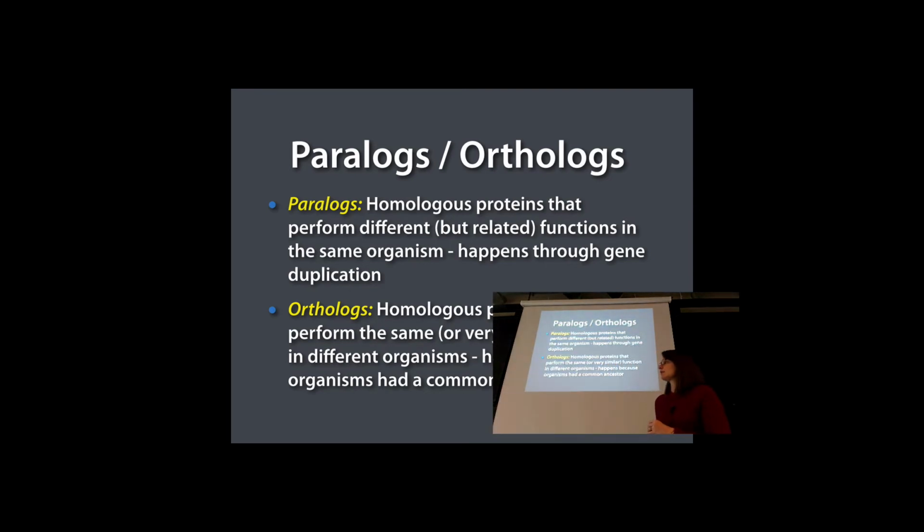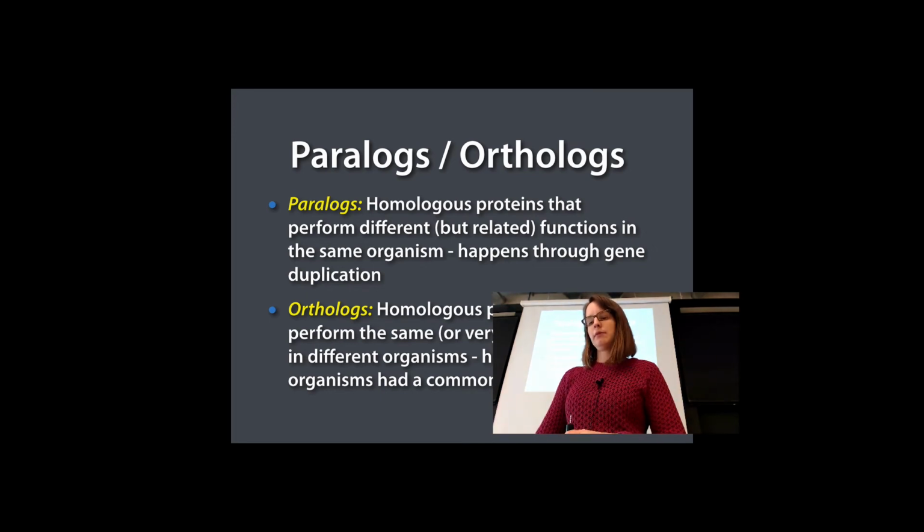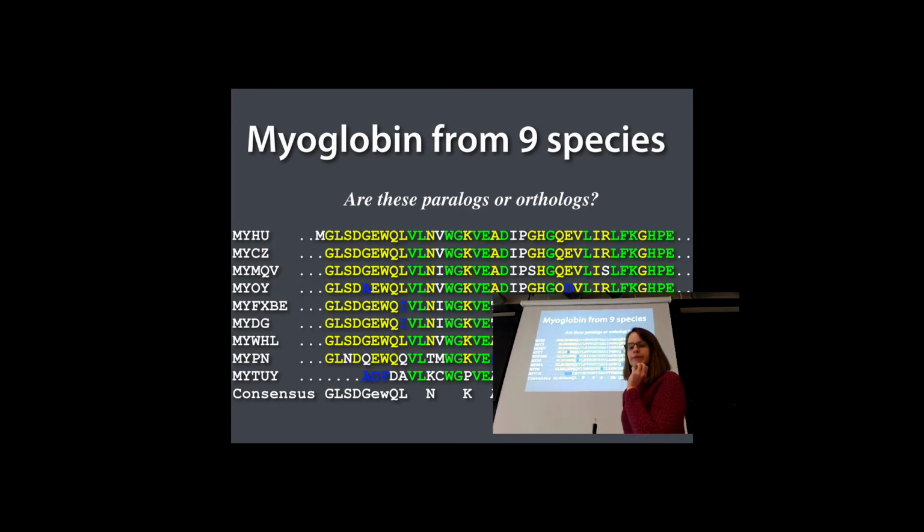Usually, though, the functions are related. Something like ion channels, for example, that let through sodium or potassium, are built in a similar way, and they will not eventually become a fibril, right? It's too different, so they usually have related function. Sometimes slightly different, but usually similar. So here we have myoglobin from 9 different species. Just to check whether you were sleeping on the previous slide, are those paralogs or orthologs?